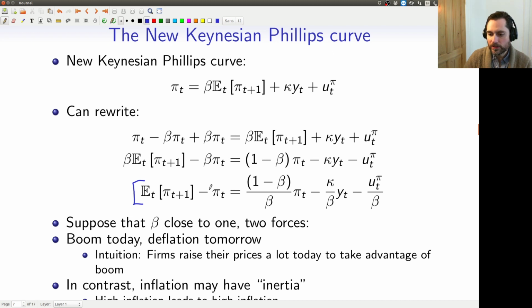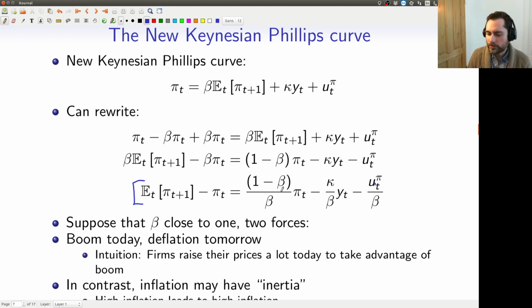There are actually two forces going on here. You can see there's this term here, which is just an unpredictable shock. We don't have to think about that too much. Of course, if this unpredictable white noise shock is high today, that's going to cause inflation today to be relatively high. So that's why this is subtracted off on both sides. But that's all there is to say about that.